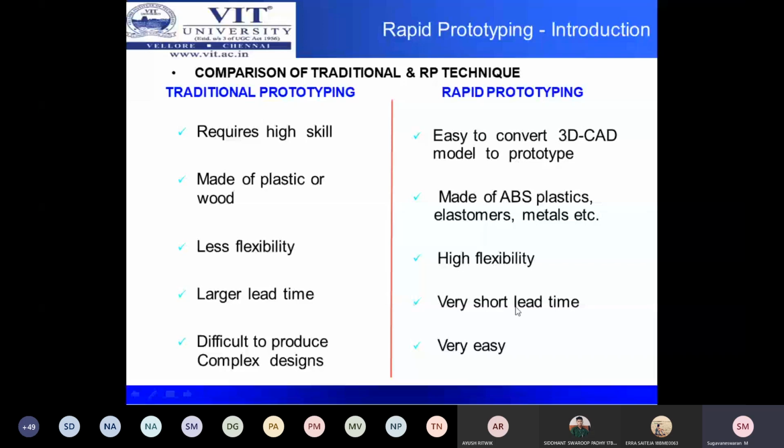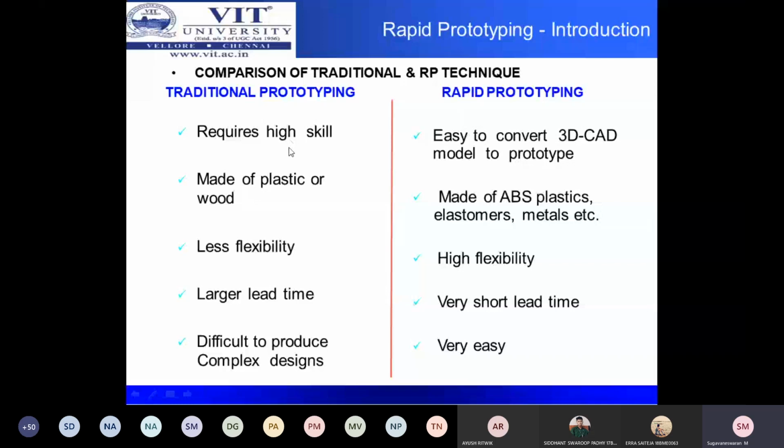Very short lead time, because if there is any change in design, change the CAD model and send this to the machine. It is very easy for complex design. If there is a non-linear French curve, you can convert the French curve into 3D programmable data. You can easily manufacture that. So that is the difference between traditional prototyping and rapid prototyping.